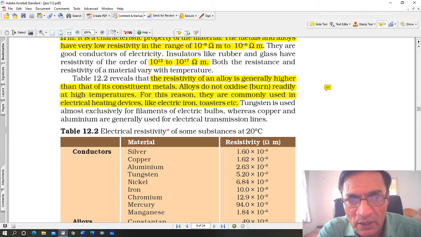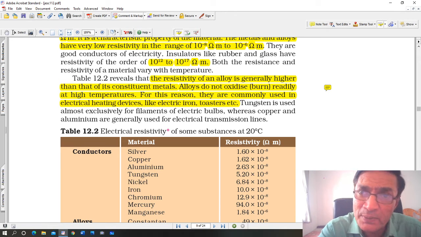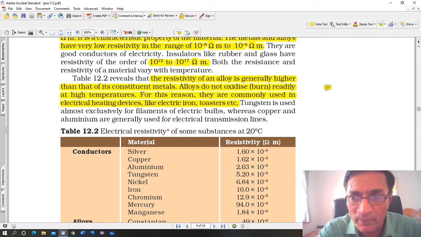Table 12.2 shows that the resistivity of an alloy in general is higher than that of its constituent metals. Since the resistivity of an alloy is higher, it shows less conductivity of electricity. Alloys do not oxidize, that is, they do not burn readily in air with oxygen at high temperatures. For this reason they are commonly used in electrical heating devices like electric iron, toasters, etc.